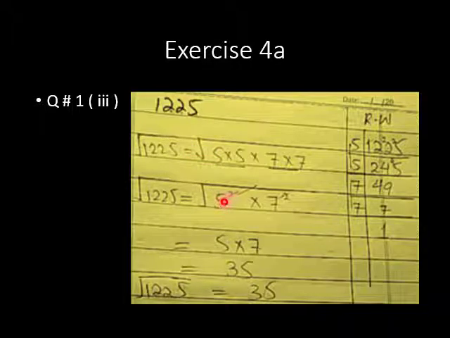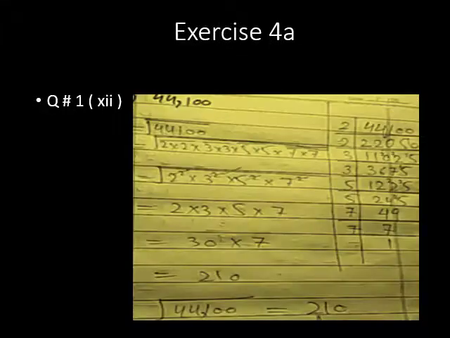In the next step, we will make their pairs and write them in the form of powers: 5 with a power of 2 and 7 with a power of 2. Then we will cut the power with the square root, and we will get 5 into 7, multiplied, which is 35. 35 is the positive square root of 1225.